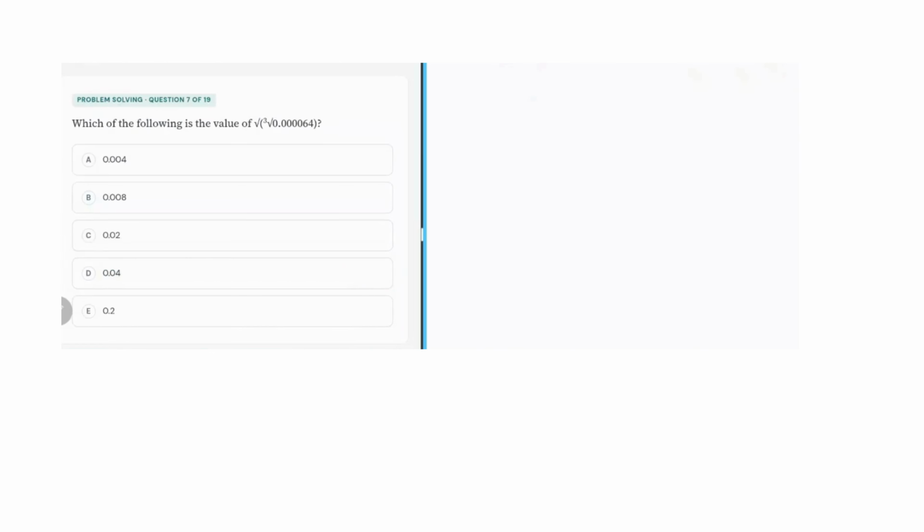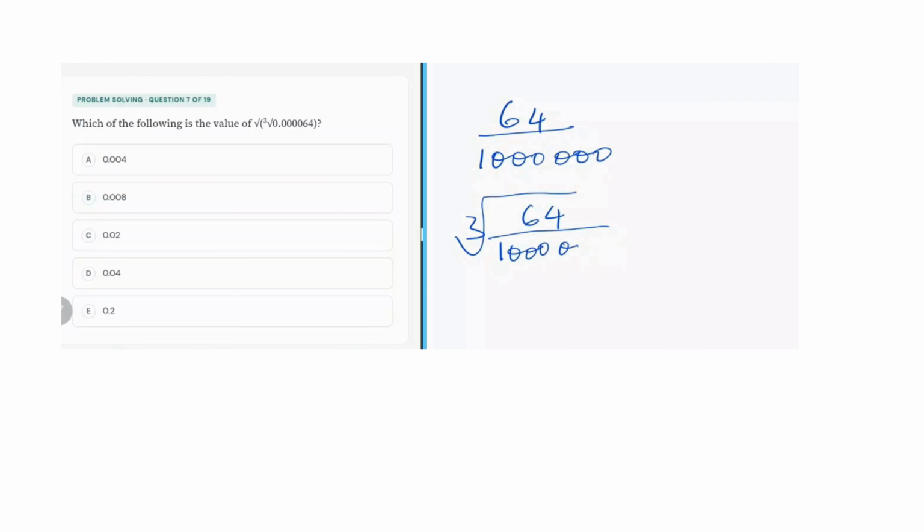This one is asking for the cube root of the square root. But first, let's change this to a fraction. This is 64,000 over 1 million. If you press it, you will see that it will give you back this. Then let's find the cube root of 64 over 1 million. The cube root of 64 is 4. Why? 4 times 4 times 4 is 64. The cube root of 1 million is 100. Why? 100 times 100 times 100 is 1 million.